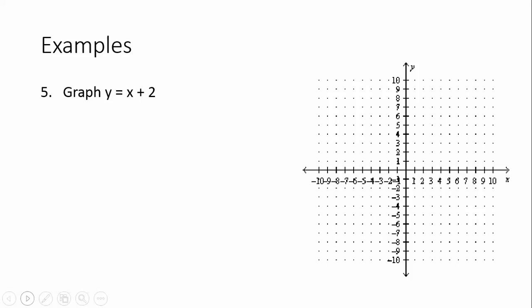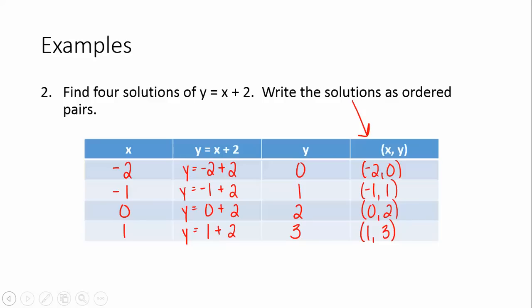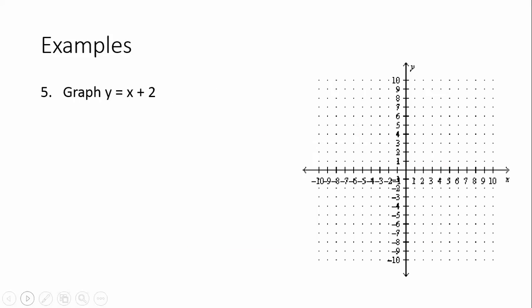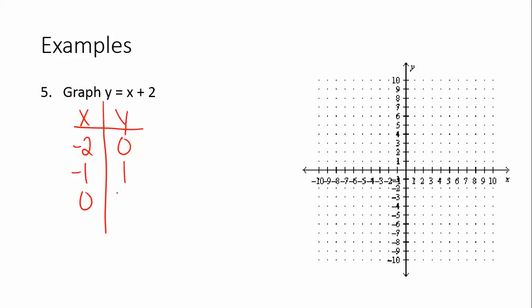So let's go back to example 2 and look at the ordered pairs. These are the 4 solutions that we found: (negative 2, 0), (negative 1, 1), (0, 2), and (1, 3). So we're going to rewrite those back on example 5, and we'll use these ordered pairs to graph. And I'm going to go ahead and write them in a chart form here. We have (negative 2, 0), (negative 1, 1), (0, 2), and (1, 3).